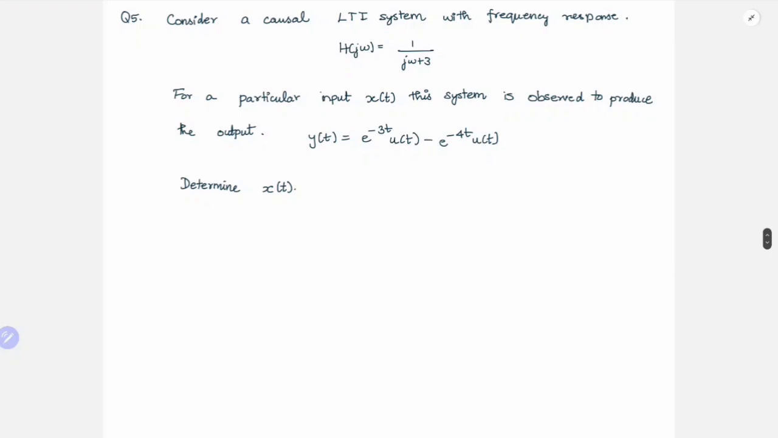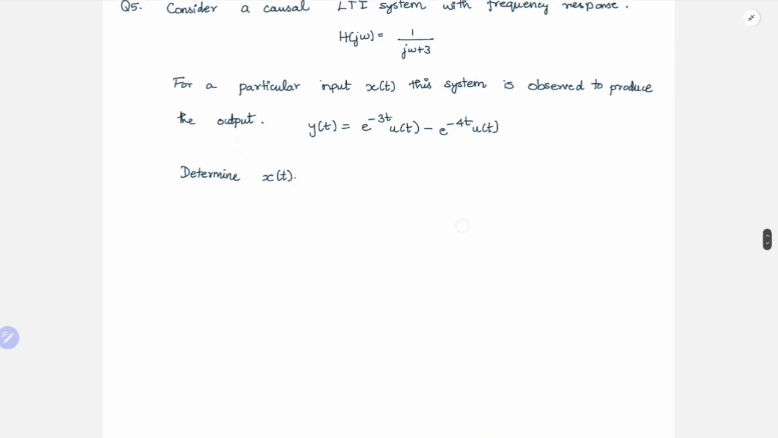So the approach we'll take is we'll find y of j omega from this. And then we have h of j omega and y of j omega. We can find x of j omega. And then we'll take the inverse Fourier transform to find x of t. So that is simpler rather than finding h of t from h of j omega and doing inverse convolution kind of. So that is really difficult. So this is an easy approach.